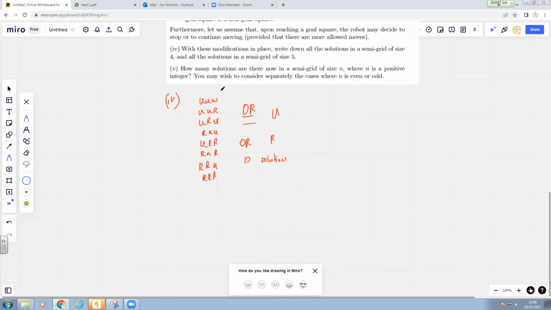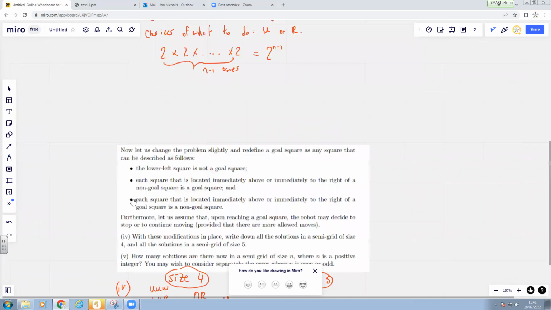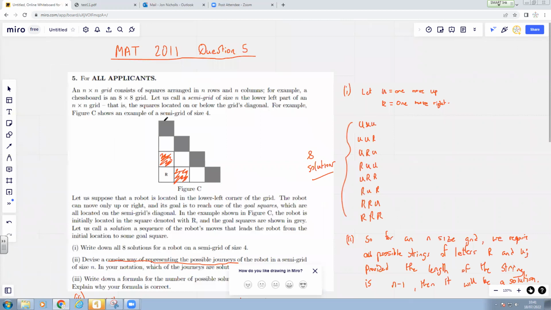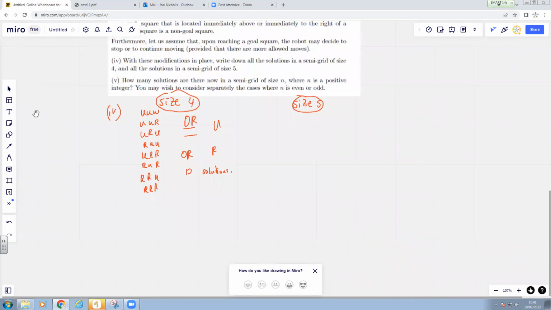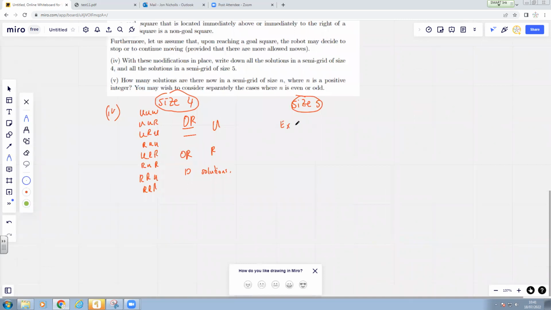Now, what about size 5? This is size 4. Now, what about size 5? Well, it's going to be exactly the same, isn't it? Because when you make it size 5, you don't have any more goal squares. You've just got these here, and they're non-goal squares. That's the semi-grid size 5. But there's no solutions on that because they're non-goal squares. So it's exactly the same as before. So all I'm going to write here is exactly the same as size 4. And that's going to be the case for odd and even semi-grid sizes. The ones next to each other, the odd one above the even one, would have exactly the same solutions as size 4.